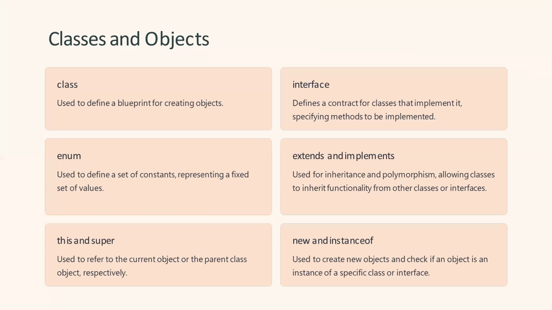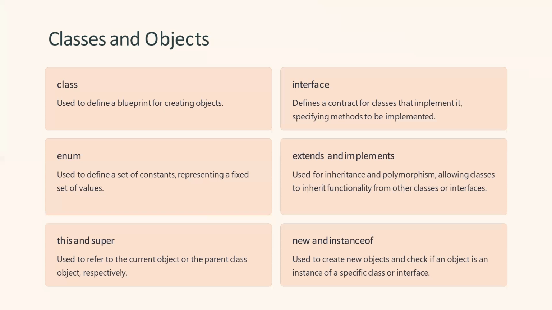Then extends and implements are used for inheritance and polymorphism. Whenever there are two classes, to extend those classes or implement them, we use the keywords extends and implements. They are used for inheritance and polymorphism, allowing classes to inherit functionality from other classes or interfaces. Means we can inherit the functionality of the parent class into the child class, or we can implement an interface with the help of the implements keyword.